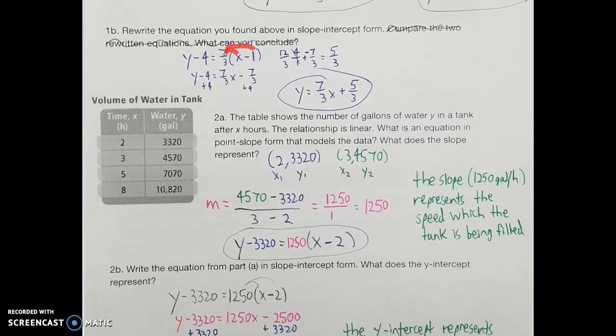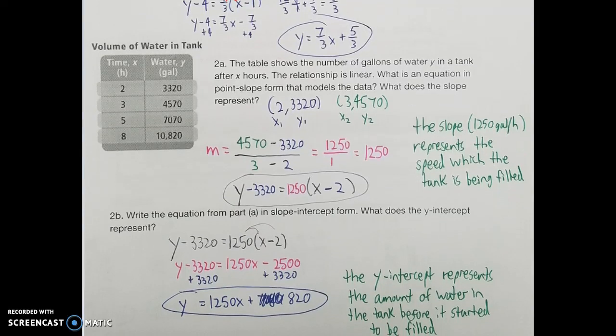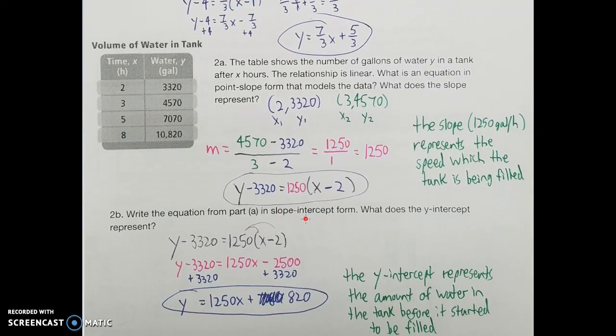So now if we want to do the same thing as what we did earlier and rewrite that in slope-intercept form, remember slope-intercept is your y equals mx plus b form, we're going to follow our same steps. So I distribute just like the last time. I multiply 1250 times x, 1250 times -2. And since in our slope-intercept form I want the y to be isolated, I have to add to cancel out my -3320. And if I add that to both sides, I get this equation, 1250x plus this should be 820. So that tells me what my slope should still be the same.